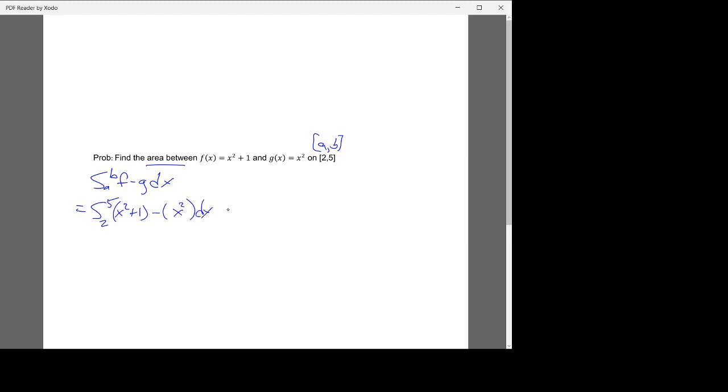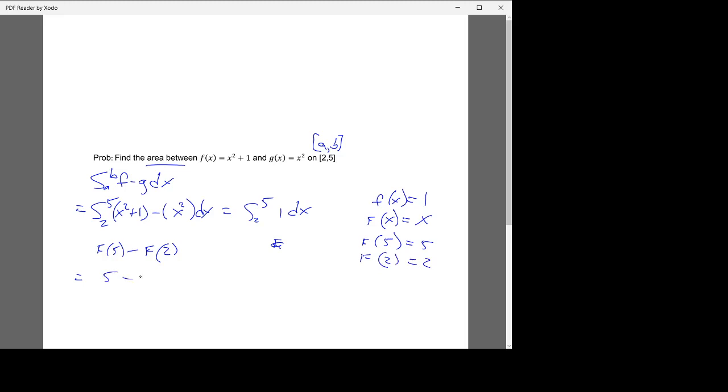And so what do we have? We have the integral 2 to 5 of x squared, oh, that's minus x squared. So we just have 1. So f of x is 1. And if you integrate 1, you just get x. We don't worry about constants with definite integrals. So we have big F of 5 minus big F of 2 by the fundamental theorem. If F of x is x, then F of 5, this is so easy it's hard, is 5. And then F of 2 is just going to be 2. So we have 5 minus 2. How lucky, right?